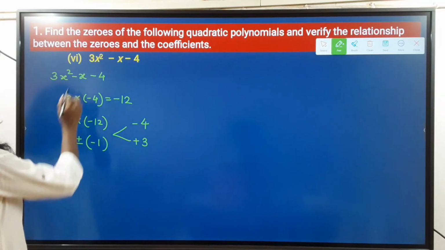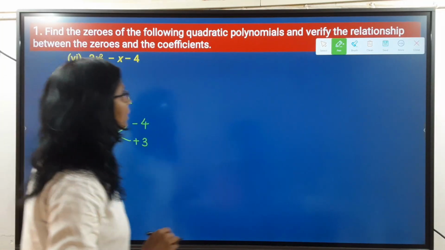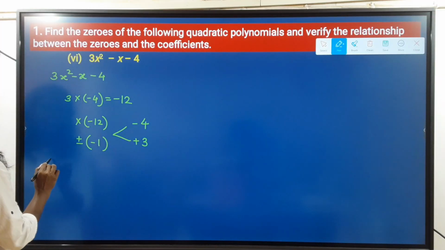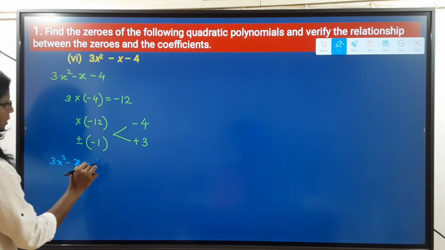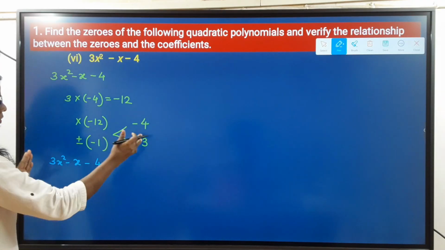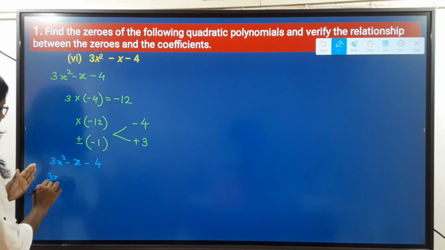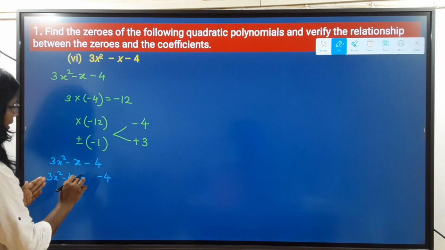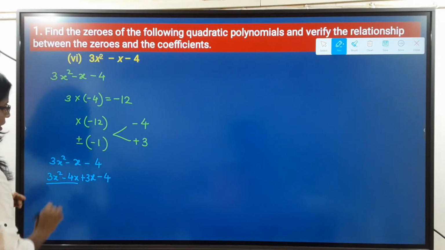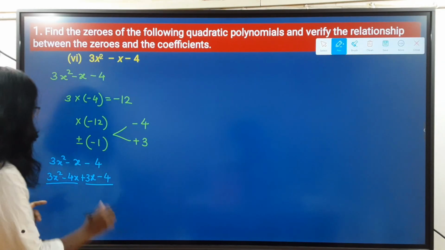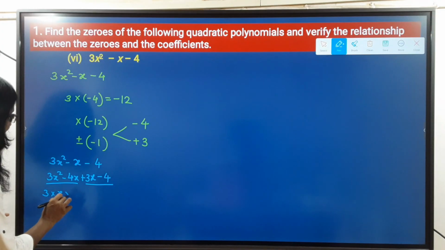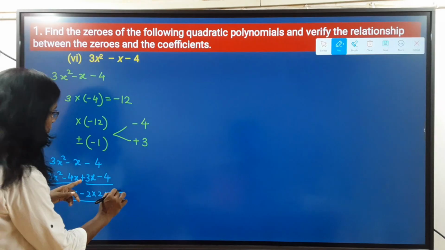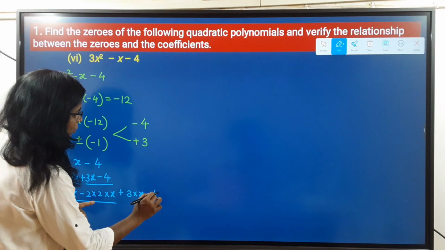So now write down the quadratic polynomial as it is: 3x square minus x minus 4, and I arrange these terms in between. So I write down the first term as it is and the last one as it is, and in between that I arrange the minus 4x and plus 3x. Now making the first group of these two terms and the second group of these two terms. So now factorize this: 3 multiply x minus 2 multiply x. Okay, and then the second group, that is 3 multiply x minus 4 multiply 1.